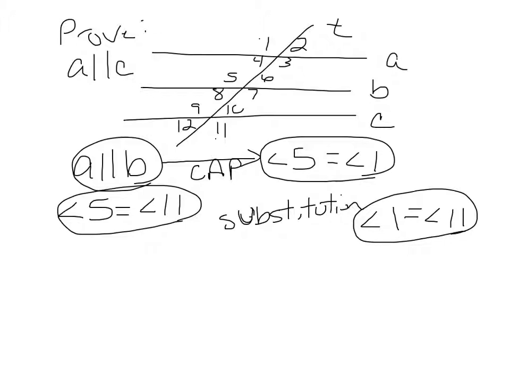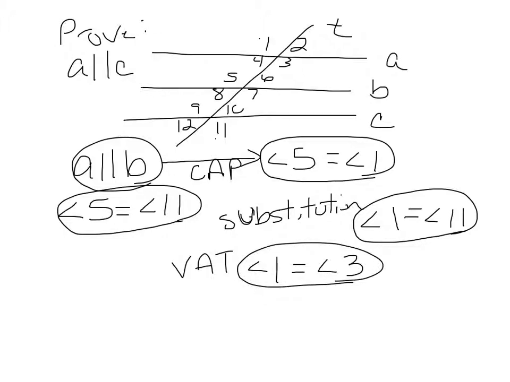So if I'm stuck with only one bubble, I'm thinking VAT. Preferably using 1 or 11. So let's use 1. And vertical to angle 1 is angle 3. So VAT says angle 1 and angle 3 are equal to each other.